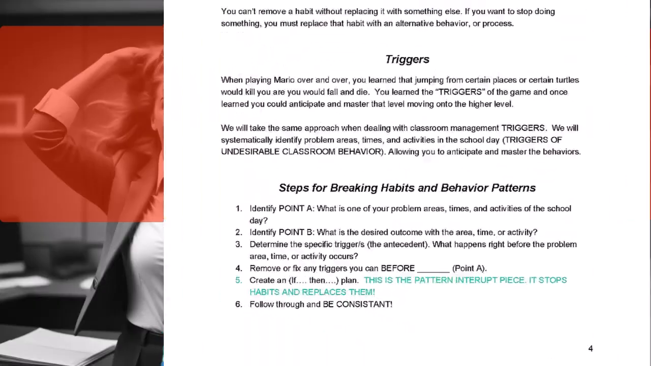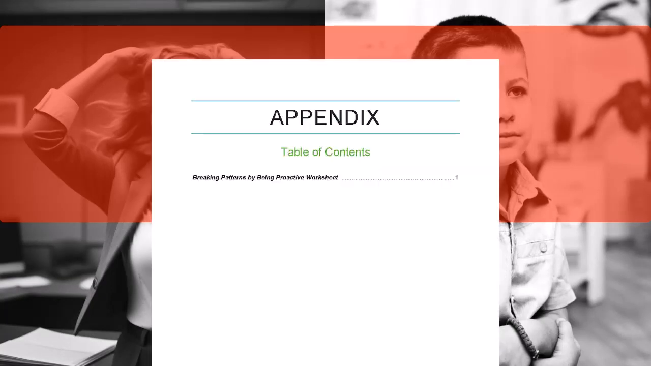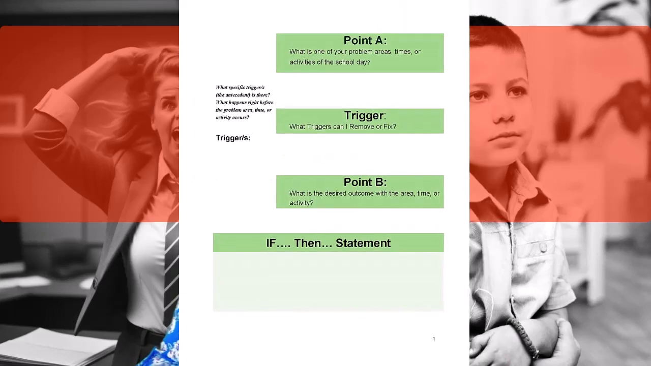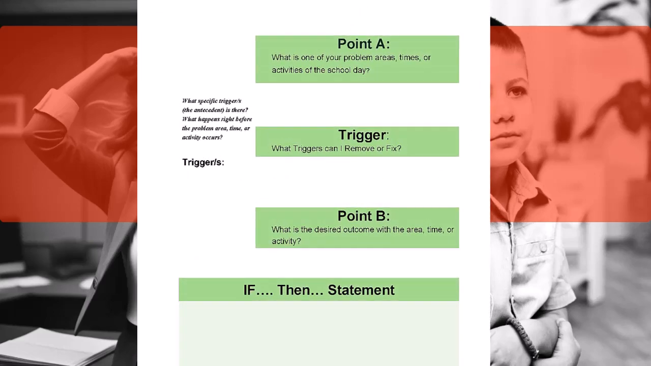Breaking patterns and habits is a 6-step process. I'm going to break down the steps. Refer back to the workbook. There is an editable document at the very end where you can insert your own information or just print it out and then write in it with a pen or pencil.